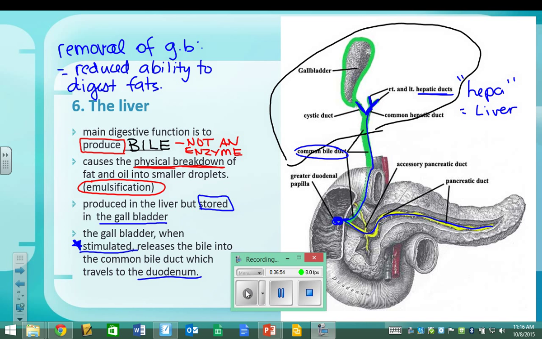If you have your gallbladder taken out, then you have to be careful about how much fat you consume at one time, because too much fat would result in intestinal issues, because now your body cannot produce enough bile fast enough to meet your needs. So you can survive without a gallbladder. It just means you have to be more careful with the amount of fat that you're consuming.